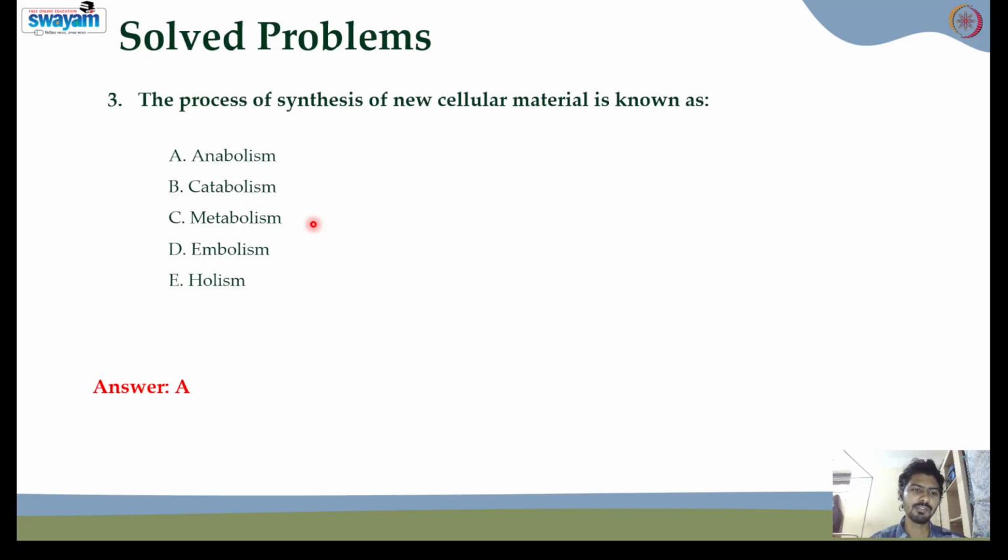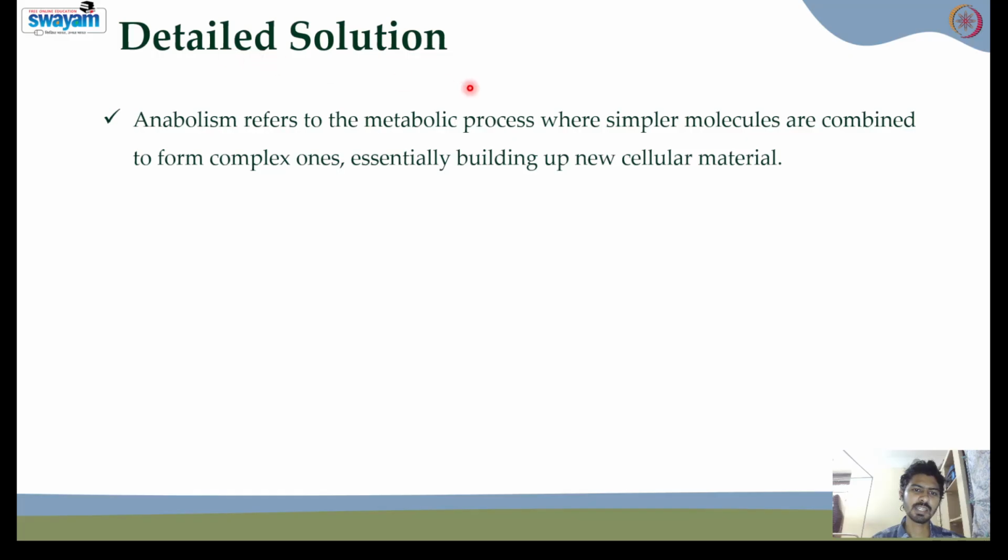Option A. And we know that anabolism refers to the metabolic process where simpler molecules are converted into a complex one, which is building up the cellular materials.